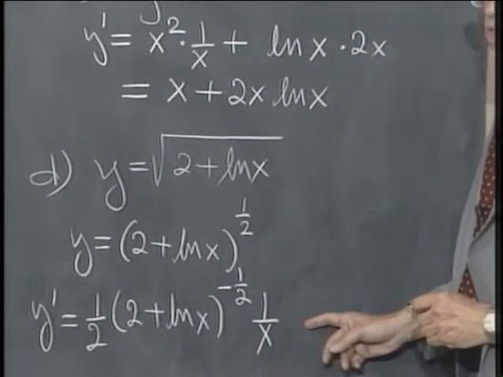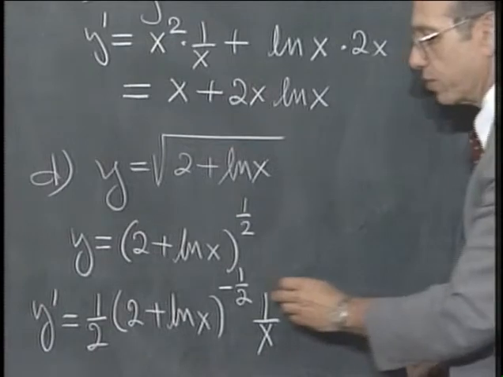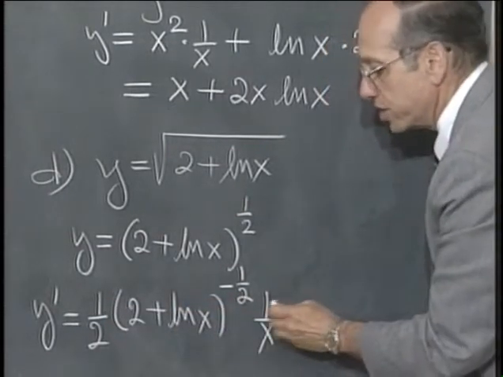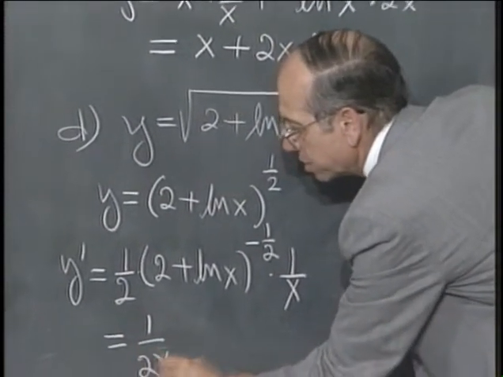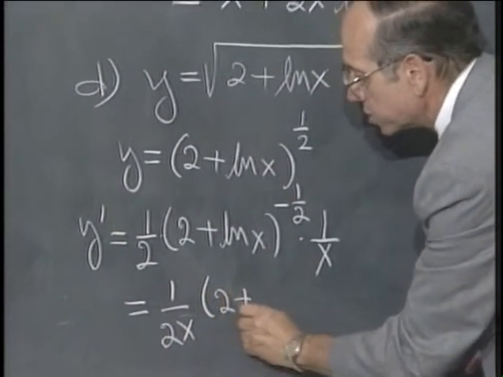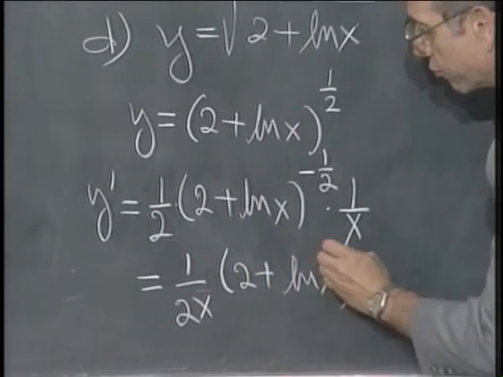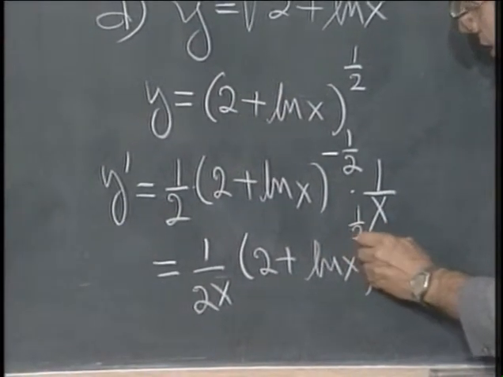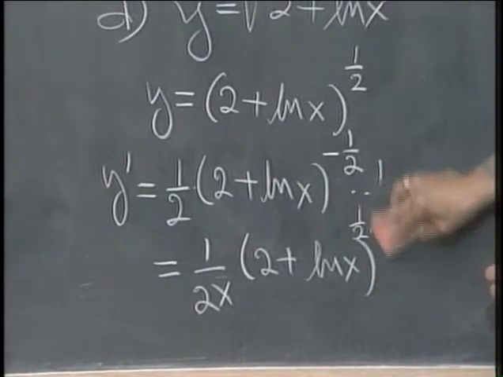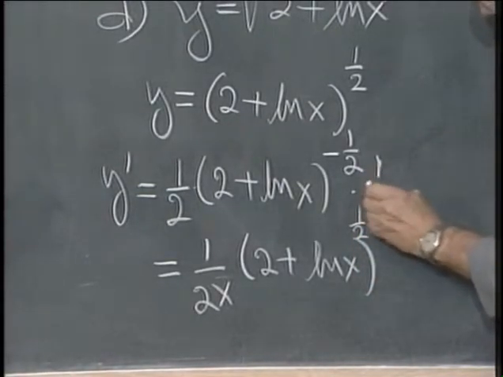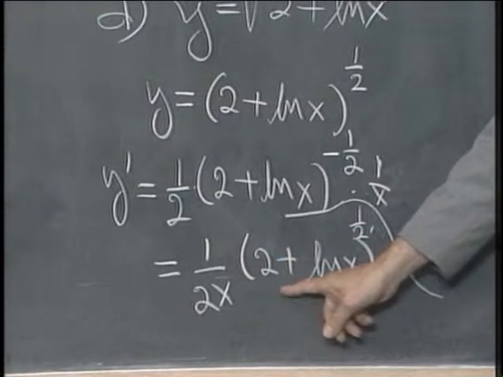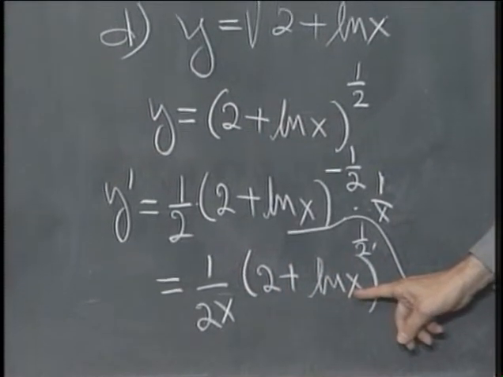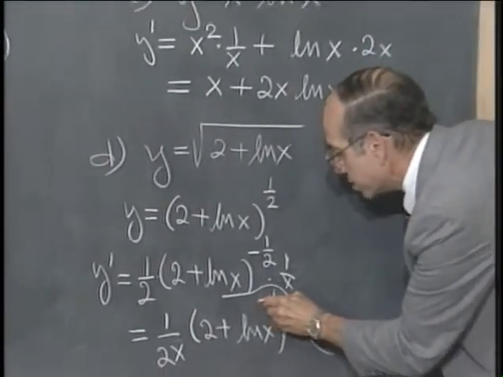So we have this expression, and let me just simplify that a little bit. I'll combine the 1/2 here and the 1 over x here. Remember, these are all multiplied together. So this is 1 over 2x times 2 plus log of x raised to the 1/2 power, and I can't quite read what I've got there, so let me erase that and let you see what the answer is. That's y prime is 1 over 2x times 2 plus log x, that quantity, raised to the power minus 1/2.